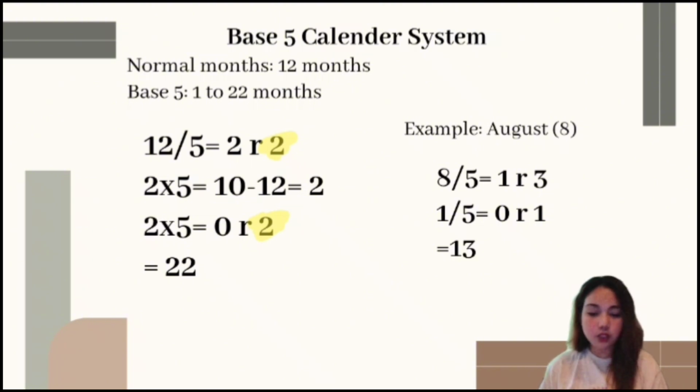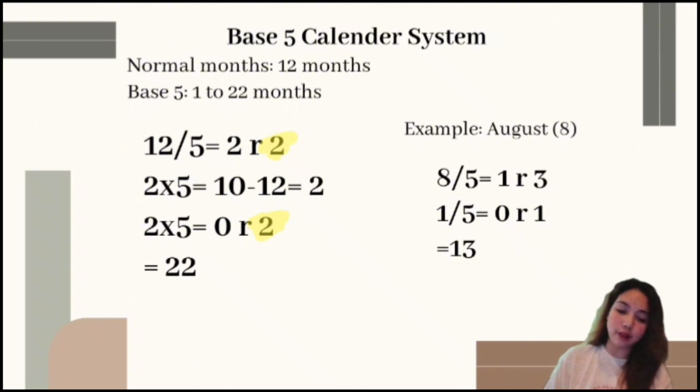Next is 2 divided by 5. We all know that we cannot divide it, so we just get the 2 as the remainder. So get all the remainders, it will be 2 and 2. That's how we will get 12 months from the normal system to 22 months in base 5 system.